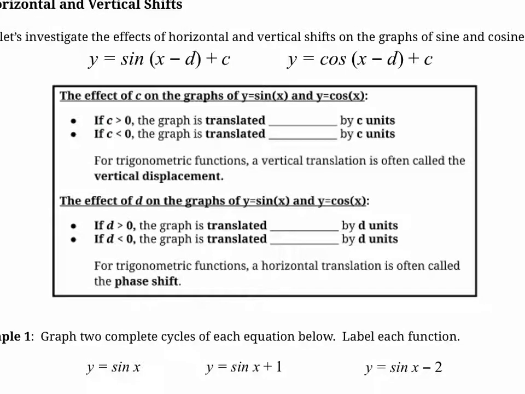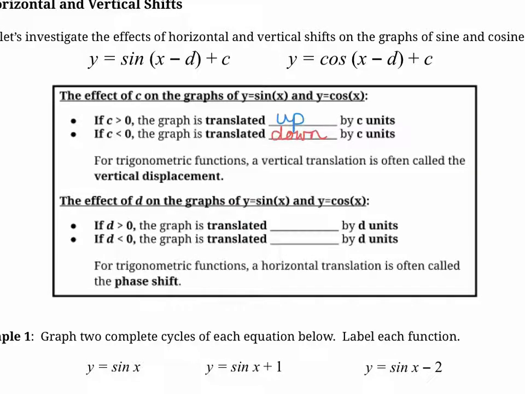So if C, this letter out here, is greater than 0, the graph is going to be translated up by C units. And if C is negative, less than 0, it's going to be translated down. When we're working with periodic functions, specifically sinusoidal functions, another way to call a vertical translation is a vertical displacement. So you might see this term instead. It means a vertical translation.